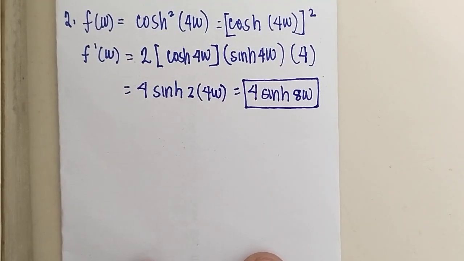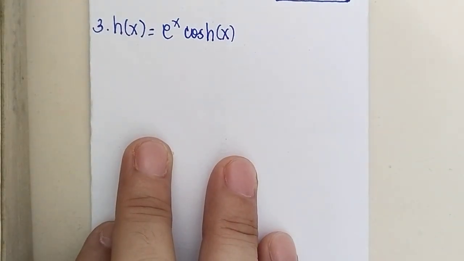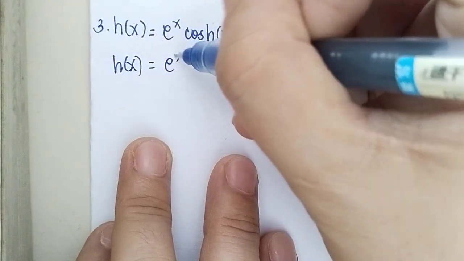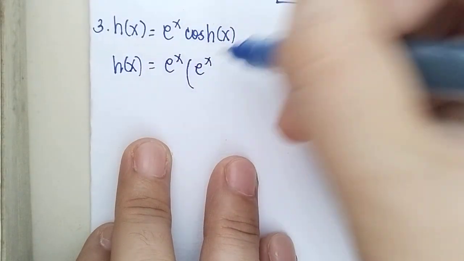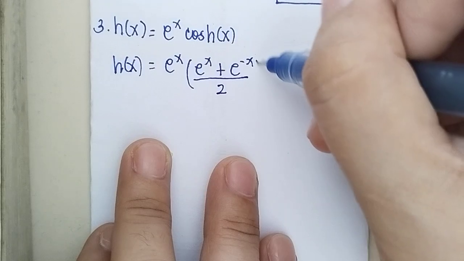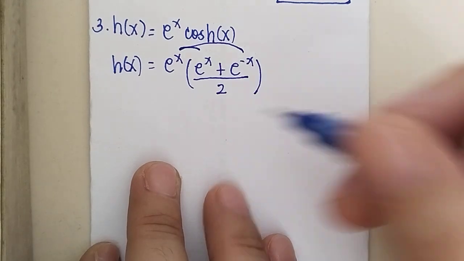Okay? Okay, for number 3, we have h of x is equal to e raised to x hyperbolic cosine of x. We can actually directly apply the product rule, but to simplify it, what we will do is use the property. If you remember, the hyperbolic cosine of x is e raised to x plus e raised to negative x all over 2. So, you can directly distribute the e raised to x because the base is similar.